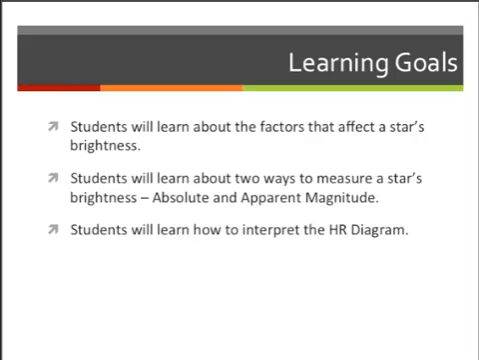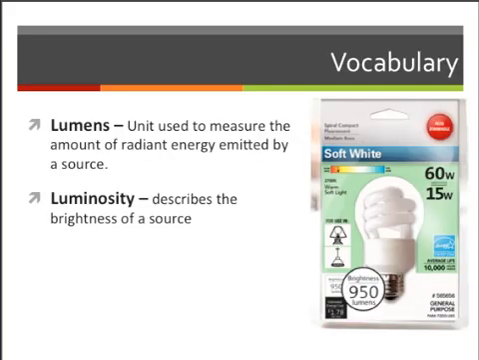The learning goals for today are that students learn about the factors that affect the star's brightness. Students will learn about two ways to measure a star's brightness, absolute magnitude and apparent magnitude, and students will learn how to interpret the HR diagram.